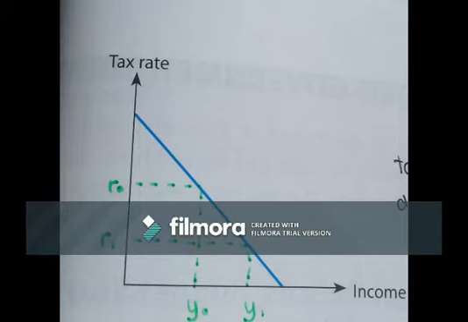So the lower income group will pay higher tax than the higher income group. This is where the rate of tax decreases as the income increases.